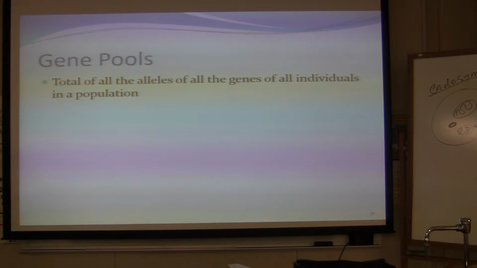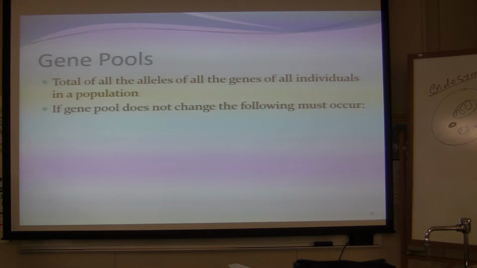Gene pool is the total of all of the alleles of all of the genes of all of the individuals in a population. In this room, we have a gene pool. All of our alleles, all of our genes is called the gene pool. Is the gene pool of this classroom bigger or the gene pool of Mountain House? Which one is bigger? The city of Mountain House. I don't know, is it a city yet? It's a city. Is the Mountain House gene pool bigger or the city of Stockton? The city of Stockton's gene pool is bigger.